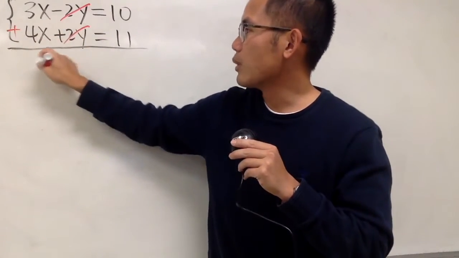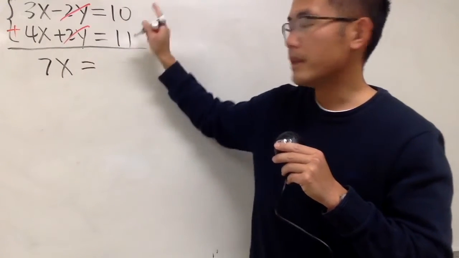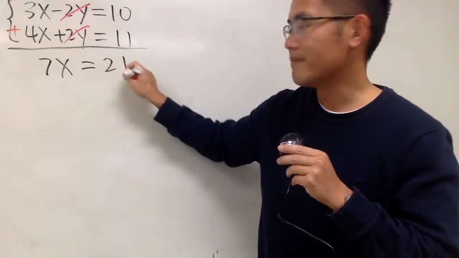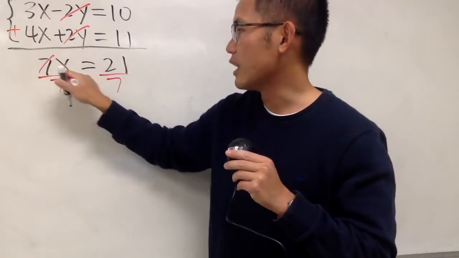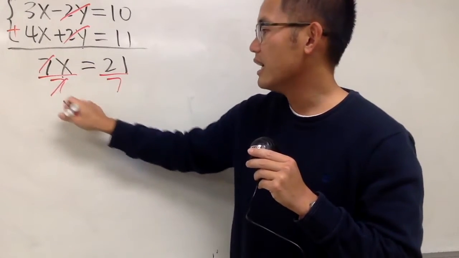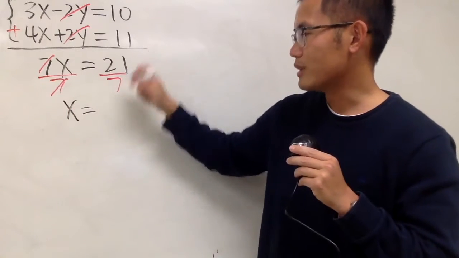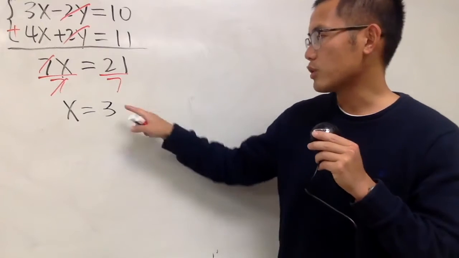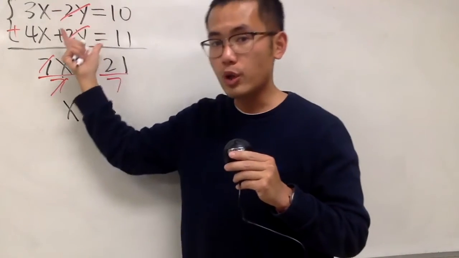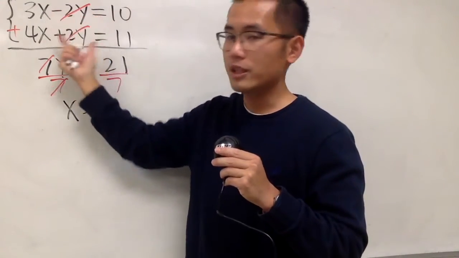3x plus 4x, that will be 7x, and that's equal to 10 plus 11, that's 21. And of course, we can just divide both sides by 7, so that this and that will be cancelled, and then we get x equals 21 divided by 7, that will be 3. However, we're not done yet because we have to put the 3 back into the original equation, either the first one or the second one.